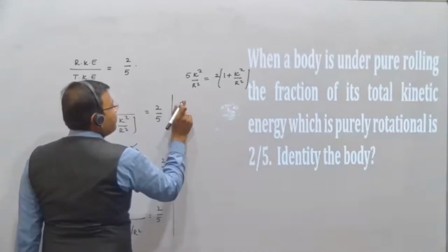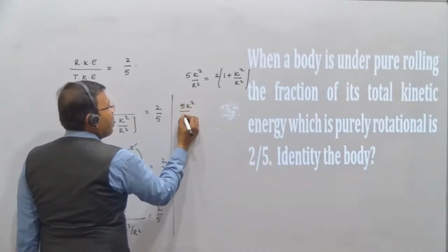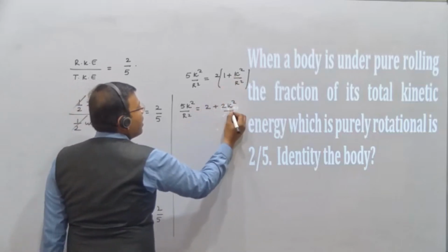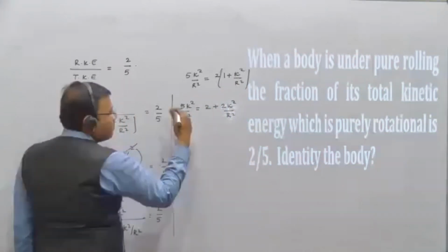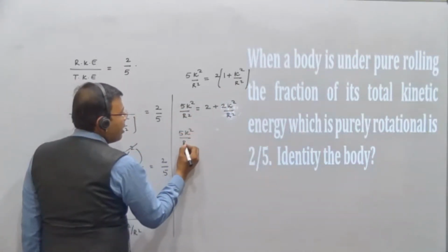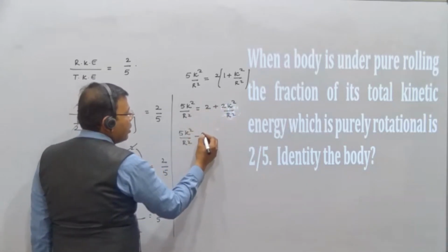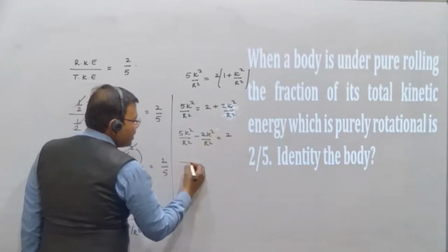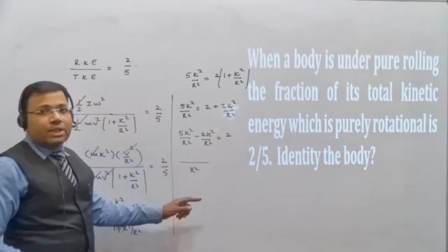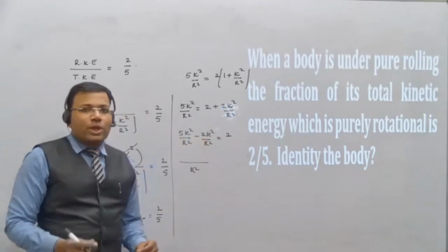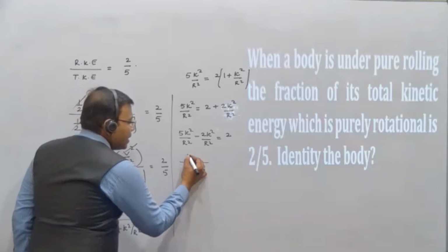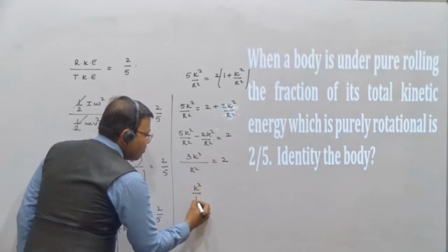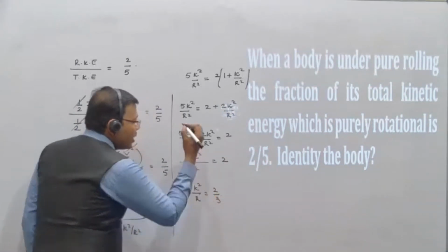Now this is 5 k square by r square, and that is equal to 2 plus 2 into this 2 k square by r square. If I take this term to this side, 5 k square by r square minus 2 k square by r square is equal to 2. So if I take the LCM as r square, this is 5k square minus 2k square, that is 3k square. So here we will write, beta, 3k square is equal to 2. So what is the value of k square by r square? That is equal to 2 by 3.